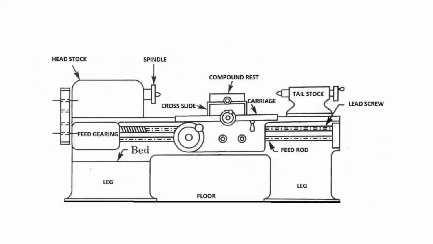The guideway of the lathe bed may be flat or inverted V having an included angle of 90 degrees. So the guideway can be flat, or it can be inverted V shape, which includes the angle of 90 degrees.